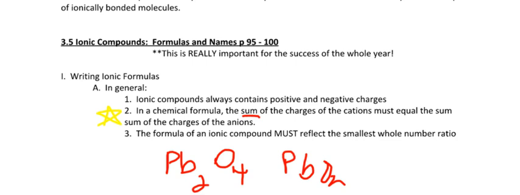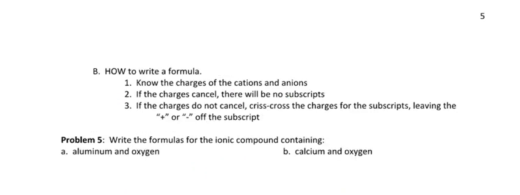Let's go on to the next page. So this is how to write the formula. You must know the charges of the cations and anions. That's a must. Number 2 is really important. If the charges cancel already without doing anything, there will be no subscripts. But if the charges do not cancel, then you crisscross the charges for the subscripts, leaving the positive or the negative off the subscript. What is a subscript, by the way? A subscript is what's written below.